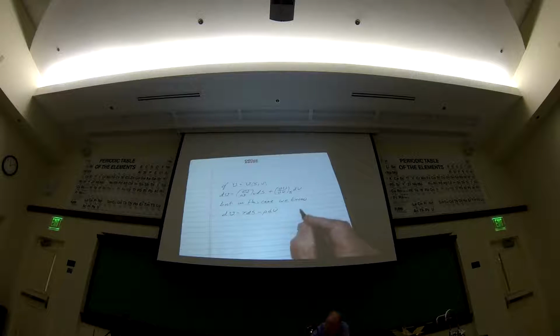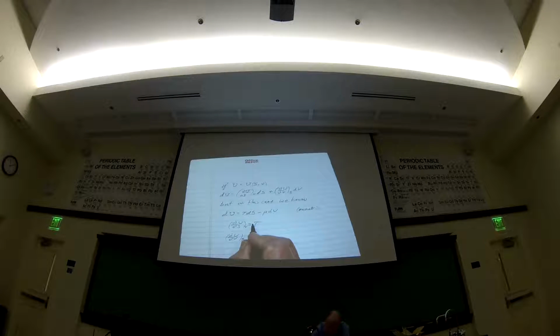Therefore, since this is also exact, the partial derivative of U with respect to S at constant volume is equal to temperature. We know that. And the partial of U with respect to volume at constant S is equal to minus the pressure.